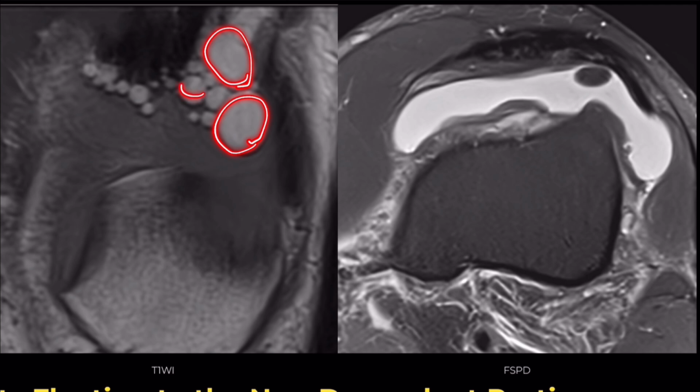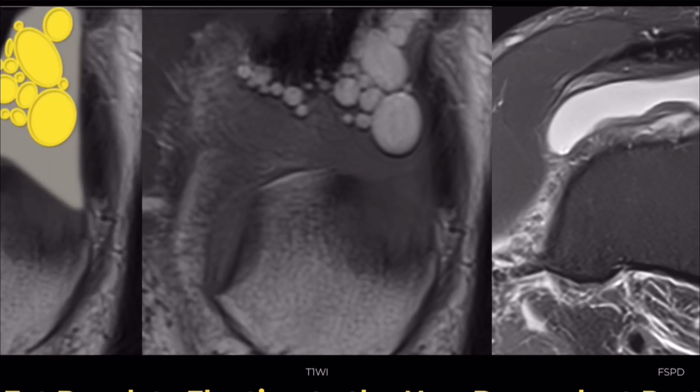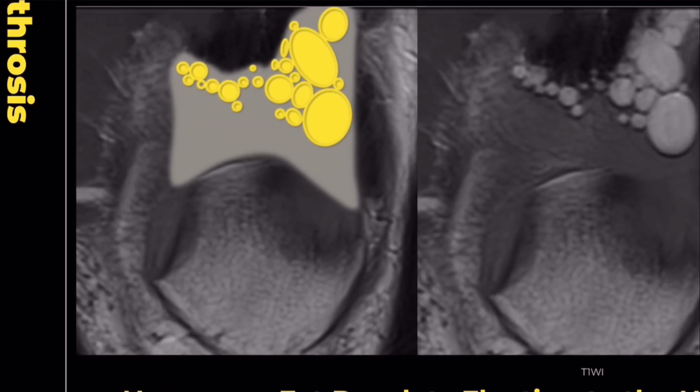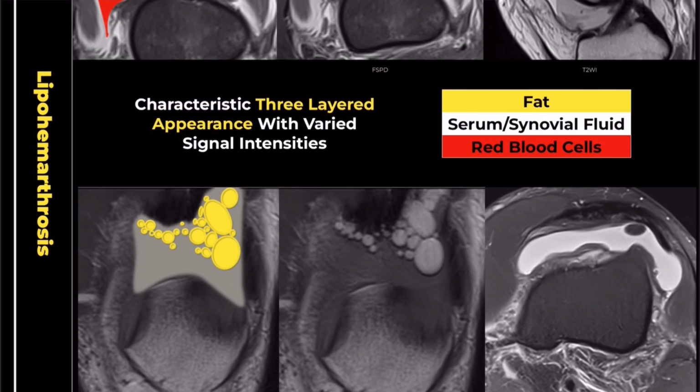Unlike intra-articular gas, these areas show high signal intensity on T1 weighted images. Additionally, they saturate on fat-suppressed sequences, appearing as low signal intensity on fat-suppressed proton density images. Therefore, these are fat droplets floating in the joint space, indicating lipohemarthrosis.